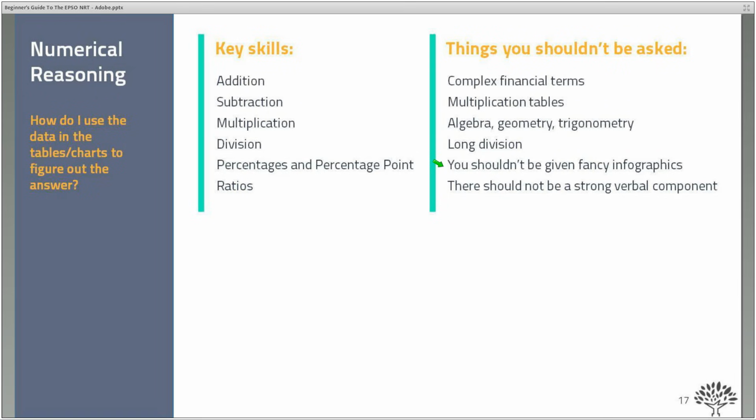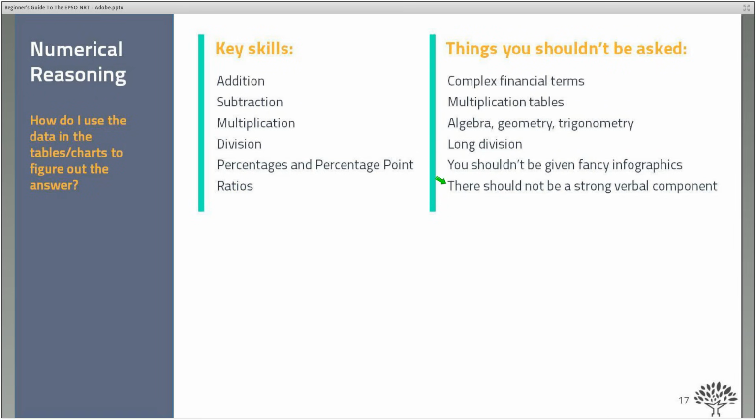We're not going to have one of these, you see them a lot in marketing, where they have 1,000 people and they have those represented by little stick men or something like that. Something a bit more graphical and a bit more interesting to look at. The EPSO Numerical Reasoning is going to be based around reasonably basic tables and charts.